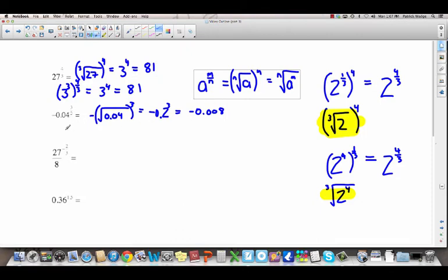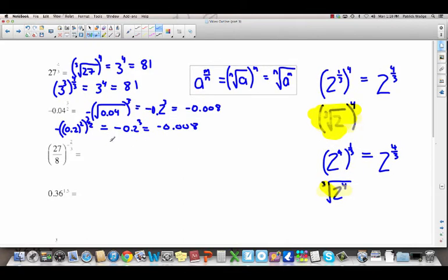If you're doing it the other way, you would have negative 0.2. 0.04 is the same as 0.2 squared, and then all of that, but not the negative sign, is raised to the 3/2 power. So you end up with 2 times 3/2 is 3. So you get negative 0.2 cubed, which is exactly what you get there, negative 0.008. Okay, did you catch that? Things just changed very slightly. We're moving on.